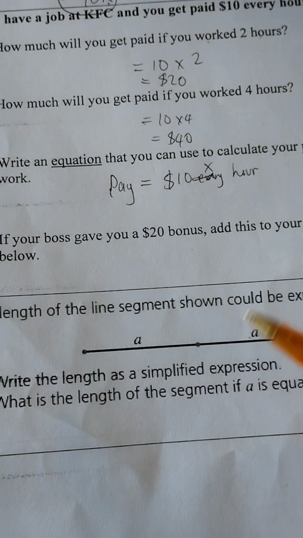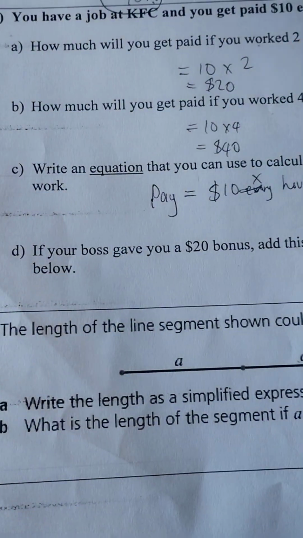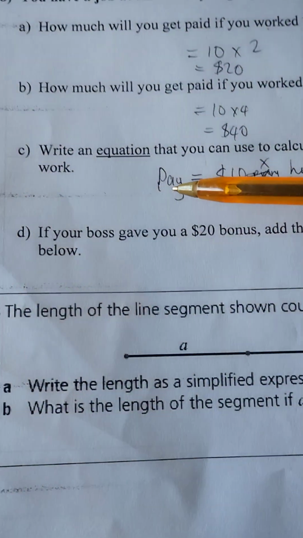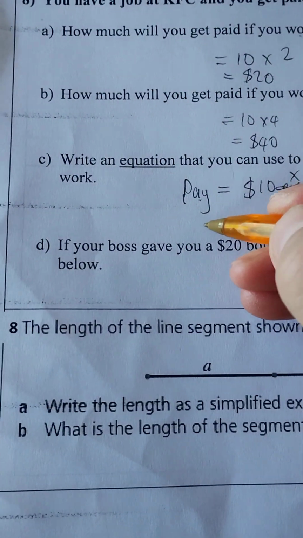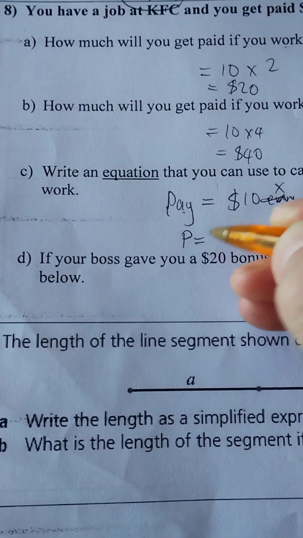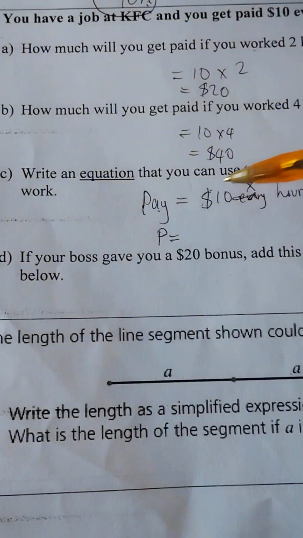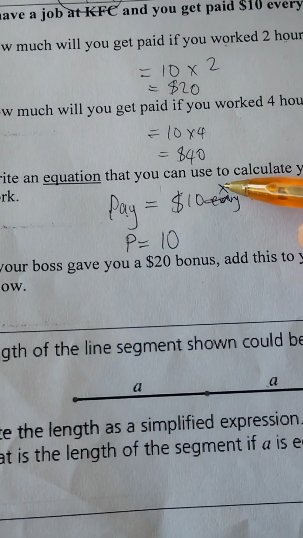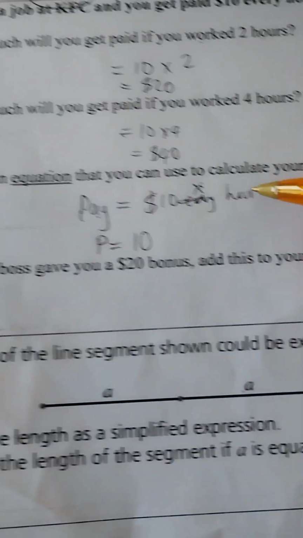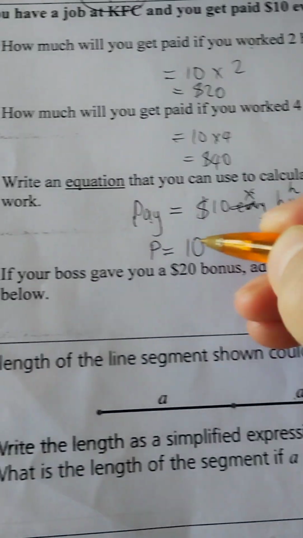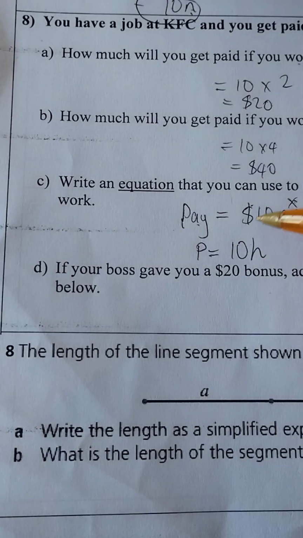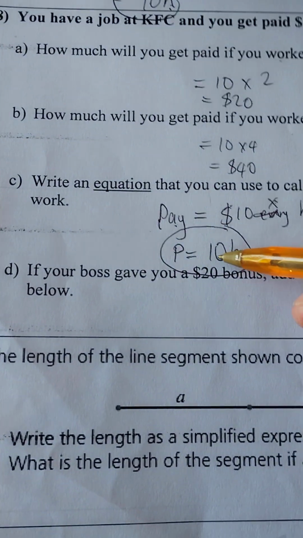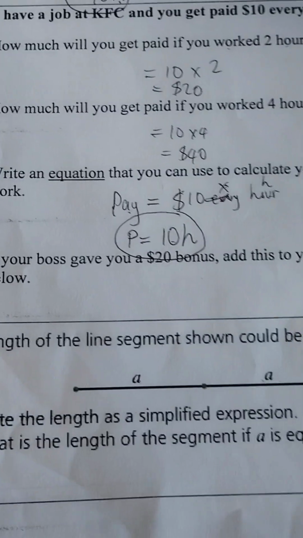But in maths, to keep it more simple, rather than using words, let's use just a pronumeral. Instead of the word pay, I'm going to use P for pay equals. Now I don't have to have the dollar sign there. I'm just going to write 10. Now instead of writing times, I'm going to keep that invisible. And for hour, I'm going to use H. So I end up with this. P equals 10H. Pay is equal to $10 times every hour.